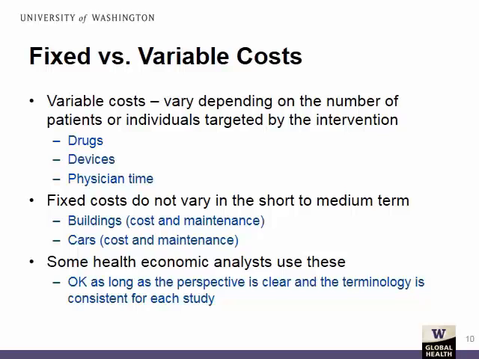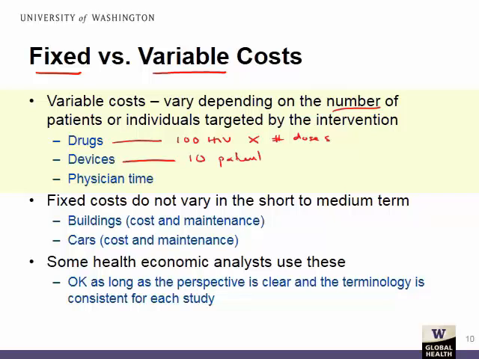Let's look at this idea of fixed versus variable costs. Variable costs vary depending on the number of patients or individuals targeted by an intervention. And let's say you had in a month 100 HIV patients and you wanted to give them ARVs, you can multiply by the number of doses. That means you need 100 doses of ARVs. If you had devices, you had 10 patients with a fracture of the femur and you want to use intramedullary nails, so you need 10 intramedullary nails. And if you have 2 patients, then you only need 2 intramedullary nails.